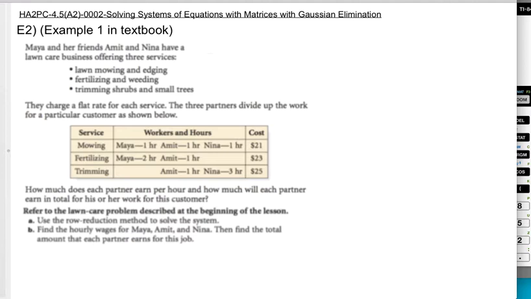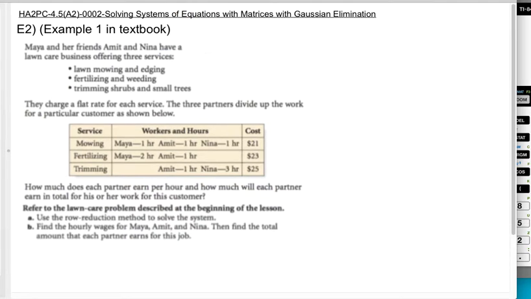Refer to the lawn care problem described at the beginning of the lesson. That's the one I just read to you. So if we make an equation for this, right? This is actually the problem that we saw that used m's. So I'm going to use m for Maya's rate.